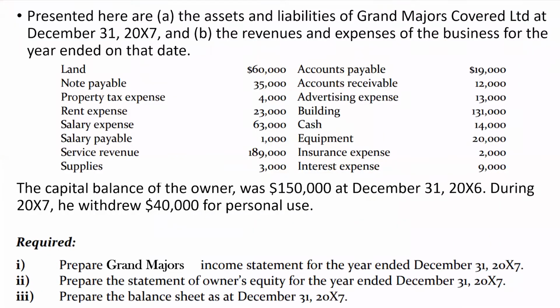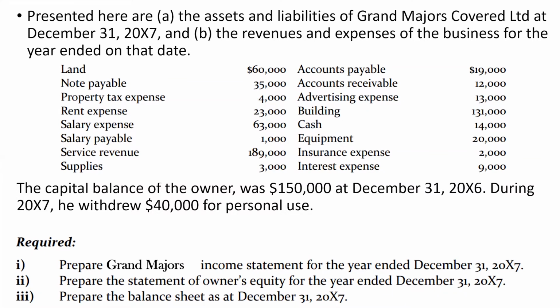For today's question, presented here are the assets of Grand Majors Covered Limited at December 31st, 20x7, and the revenue and expenses of the business for the year ended on that date. So we have the listing, and it includes assets and liabilities and revenues and expenses, which we'll dissect a little bit later. The capital balance of the owner was 150,000 at December 31st, 20x6. During 20x7, he withdrew $40,000 for personal use. Required: prepare Grand Major's income statement for the year ended December 31st, 20x7.